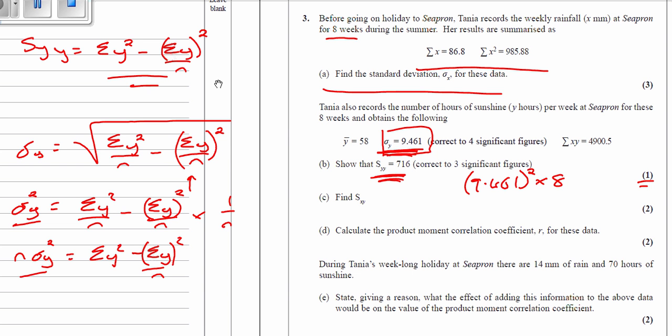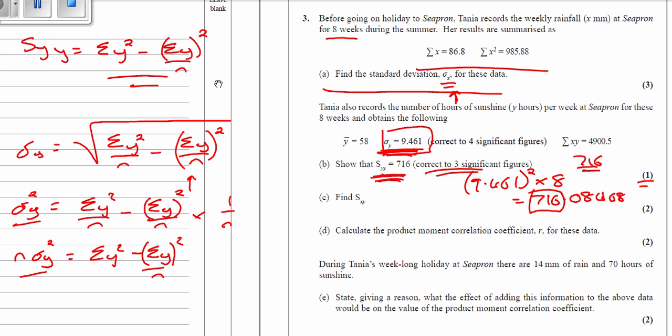9.461 squared times by 8, we get 716.084168, which to 3 significant figures, as always, is 716. So that one is just 1 mark, but it's knowing the link between the standard deviation and SYY, or SXX. Again, what you need to do is you need to square it. If you square the standard deviation and then times it by your value of n, you get SYY. So what we could have done here, and just double check your answer, if you squared your standard deviation and times it by n, that's going to be SXX.